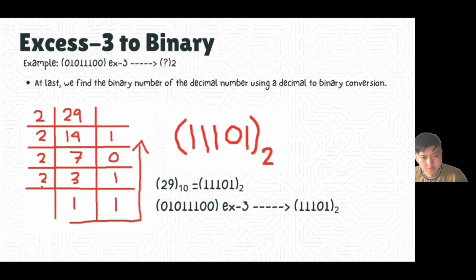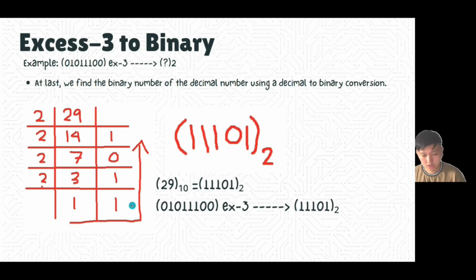Next slide, please. At last, we find the binary number of the decimal number using a decimal to binary conversion, as we used earlier from BCD to binary. So we divide 29 and we get the successive quotient from the base 2. 29 divided by 2, the quotient is 14, remainder 1. 14 divided by 2, the quotient is 7, remainder 0. 7 divided by 2, the quotient is 3, remainder 1. Then 3 divided by 2, the quotient is 1, remainder 1. And then we will stop at 1 because it is less than 2.